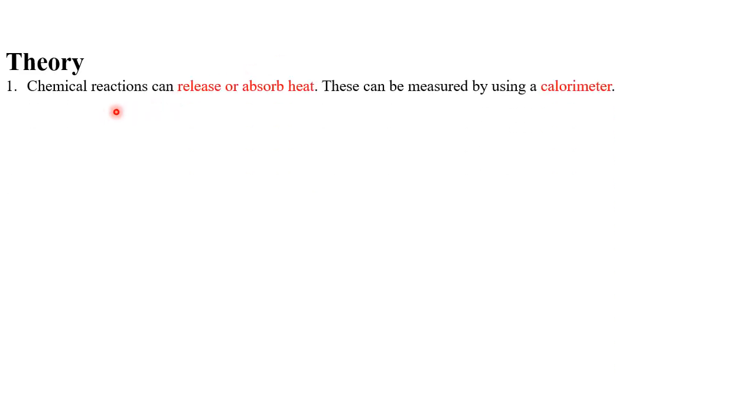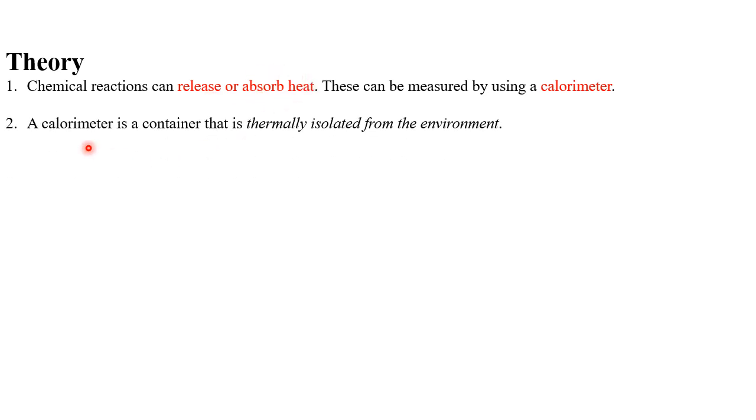Theory for this experiment: first, a chemical reaction can release or absorb heat. This can be measured by using a calorimeter. What we learn is that a reaction that releases heat is an exothermic reaction, and a reaction that absorbs heat is an endothermic reaction. A calorimeter is a container that is thermally isolated from the environment, so we always assume that there is no heat loss when we undergo this experiment.